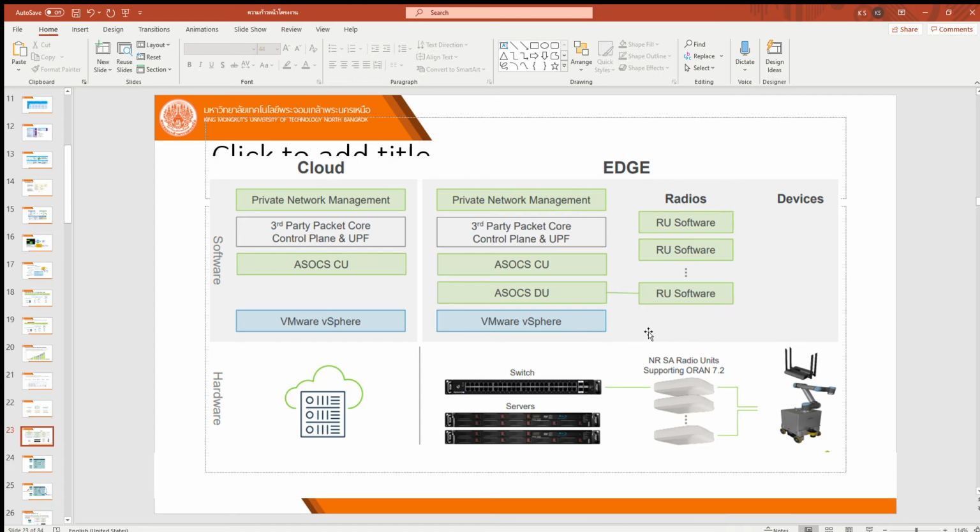And this is different. You need to have a radio unit. You need to have radio software to control it. And this is an example of the devices. So for the edge computing, you're going to have a switch and server. And for radio, you're going to have the SDR, software defined radio. And the device can be anything.